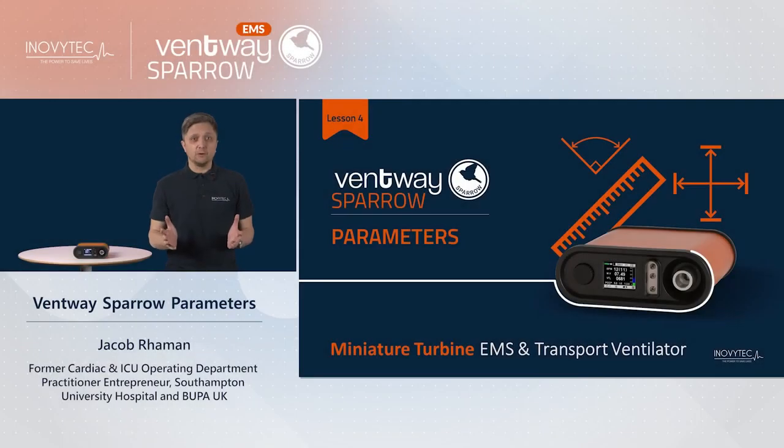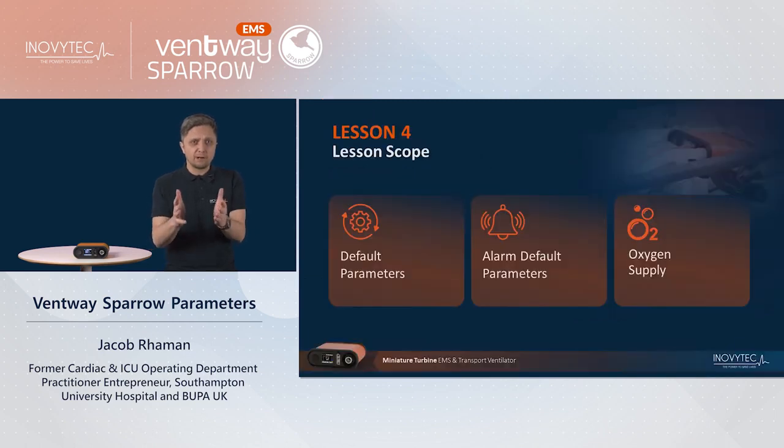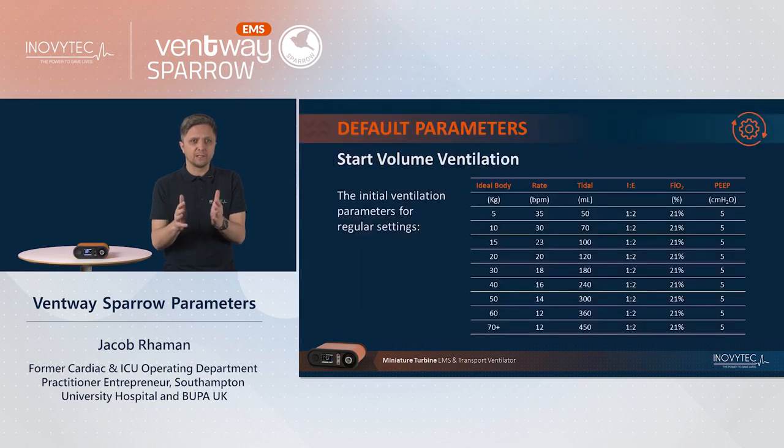This is lesson 4 of the Ventway Sparrow. In this lesson, we will be highlighting the parameters of this miniature turbine EMS and transport ventilator. The Ventway Sparrow is set to default parameters for start volume ventilation.